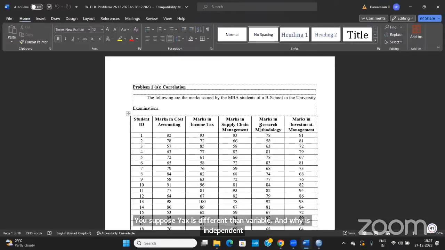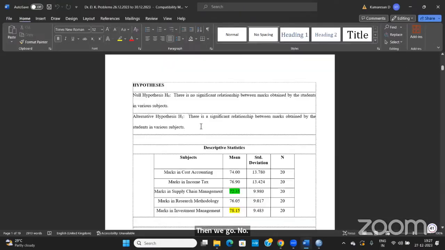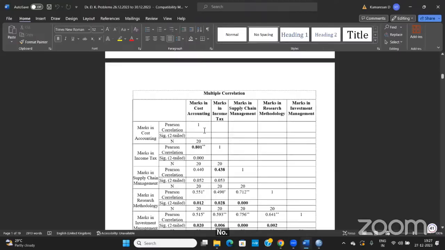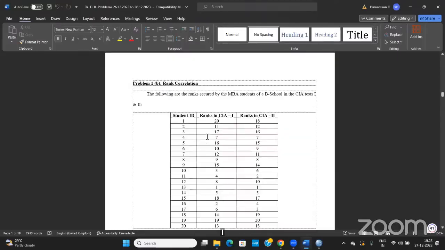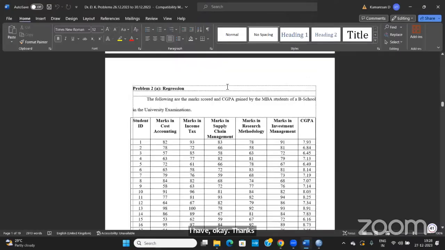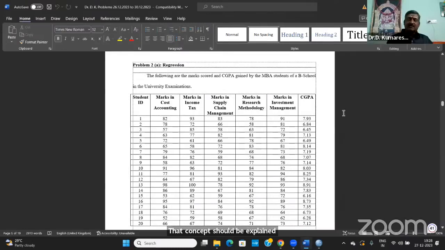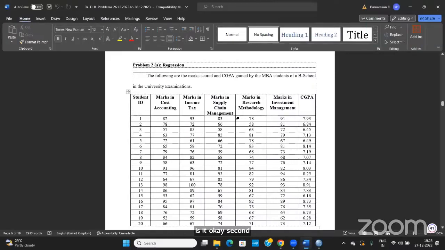Sir, sorry, sir. Your screen is not moving, sir. The same screen is visible. No, I have not changed it. I'm just explaining. Right, sir. Okay. We'll start later. Yes, that concept should be explained. Is it okay, Shekhar? Yes, sir. Okay, sir. Okay, see here.